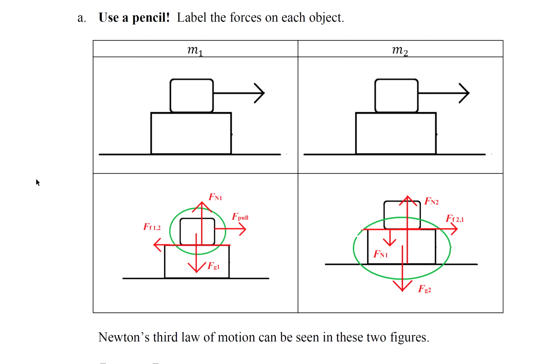So remember the 4 steps. Step 1, circle the objects. Step 2, label the forces. Step 3, put an x and y axis. And step 4, use the equation F equals ma. So positive x, I didn't write this down or draw it, is to the right. Positive y is straight up.